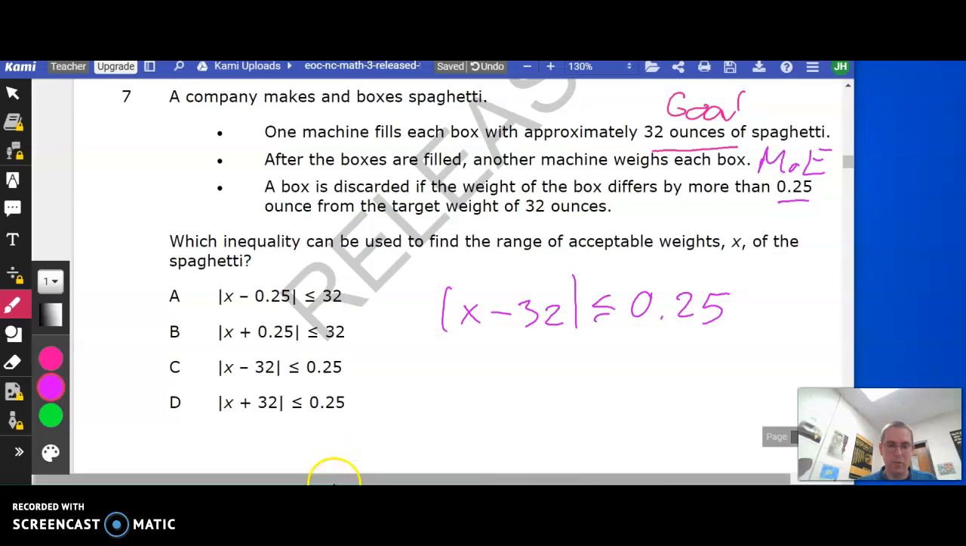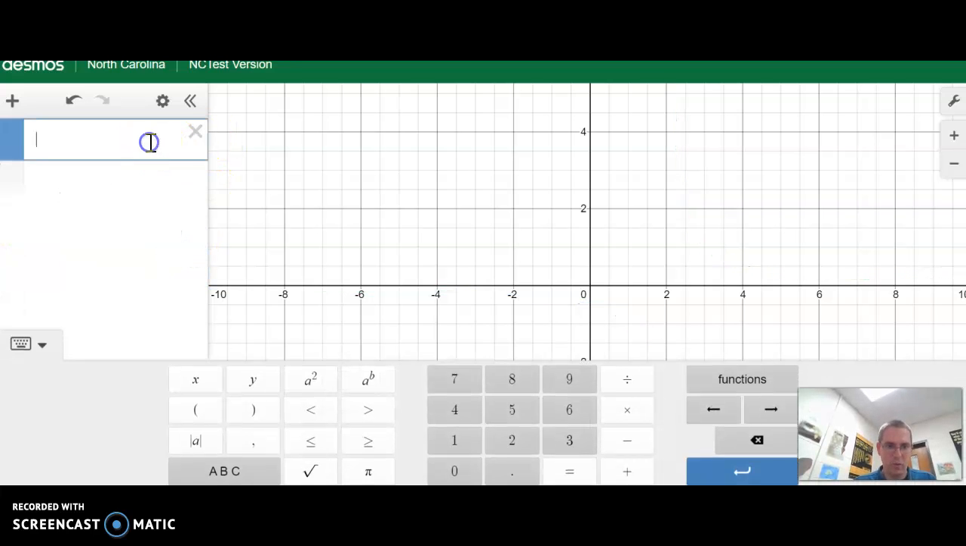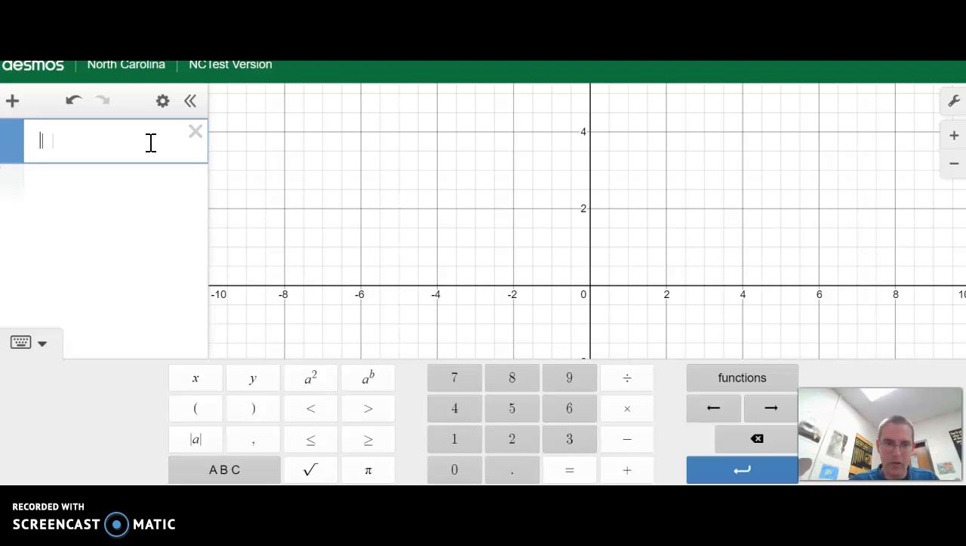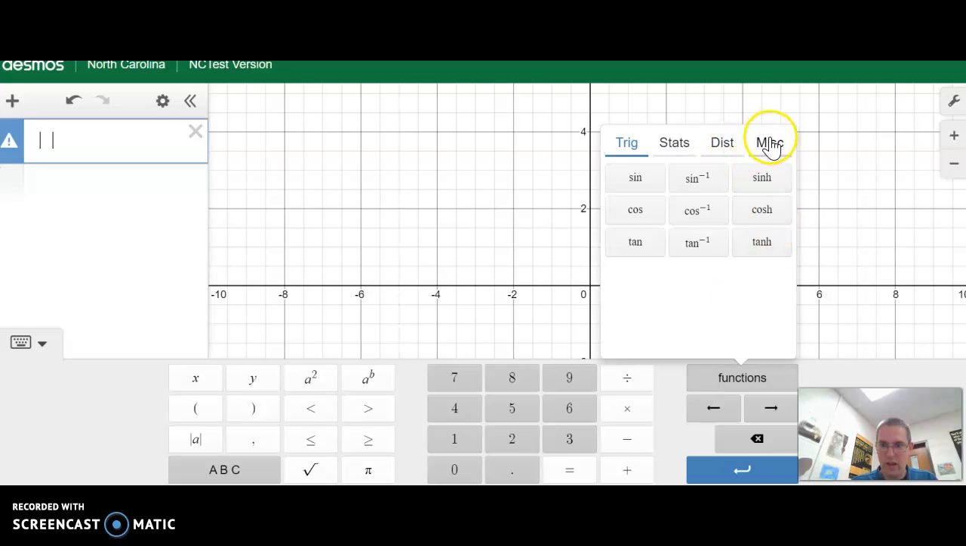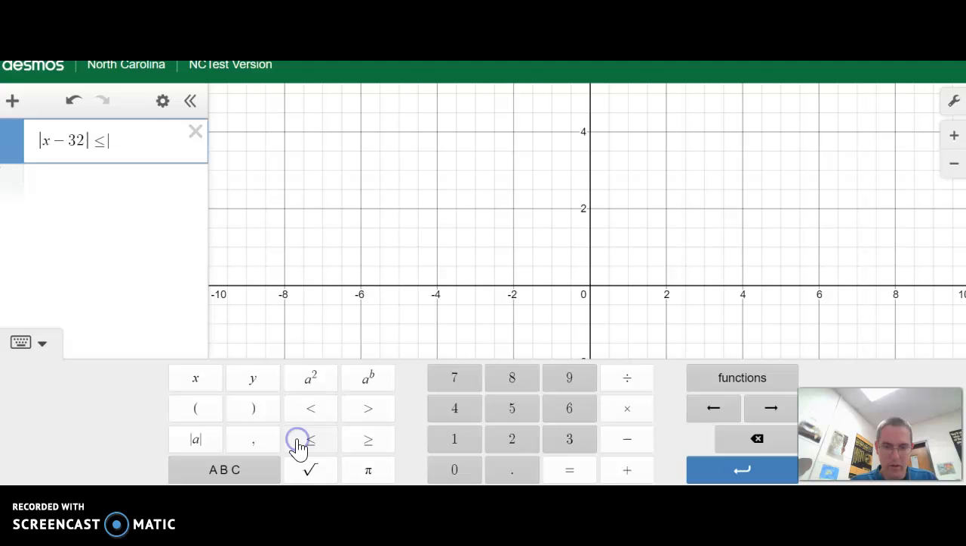You could check this with Desmos, and you're like, can you check everything with Desmos? And the answer is almost. If you did this with Desmos, I think the testing calculator will do this. Remember, you can do the vertical bar, or you can go to the functions, miscellaneous. Actually, sorry, don't even have to go to functions, miscellaneous. There's your absolute value right there. I apologize for that. But then you could try the absolute value of x minus 32 is less than or equal to 0.025.